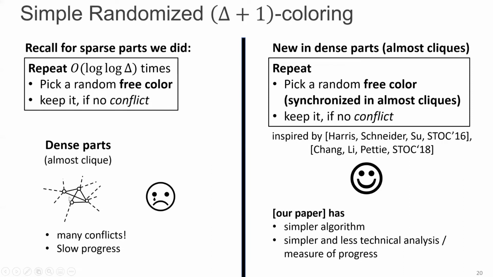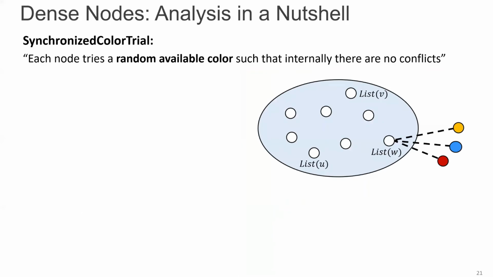So when you have one of these almost cliques, consider this down here to be one almost clique, then you synchronize the color trials in here such that the colors that all the vertices in here try are not in conflict. They all try distinct colors. But from the outside, it still looks like all the vertices in this almost clique behave randomly and pick their color randomly. So this is really the goal that we need to implement here.